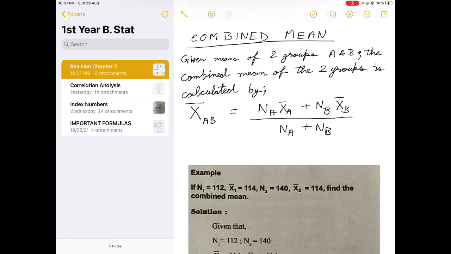The combined mean of the two groups is calculated by taking first the means of the two groups and multiplying it by the total frequency or total number of occurrences, which we use the symbols NA and NB. So multiply NA with the mean of A and NB with the mean of B, and we divide it by the total frequency of the two groups, NA plus NB. So that gives us the average of the two groups together. So the combined mean of the two groups.